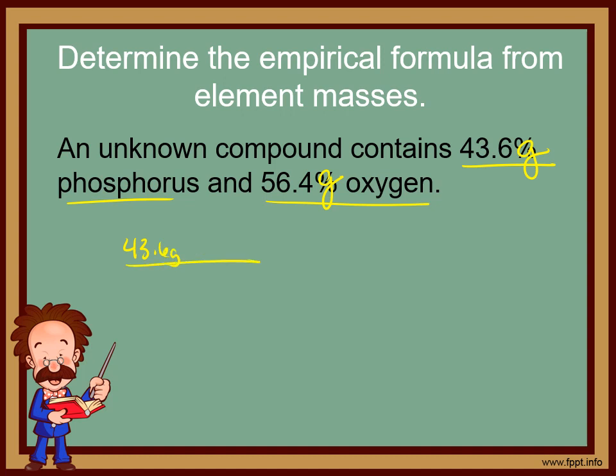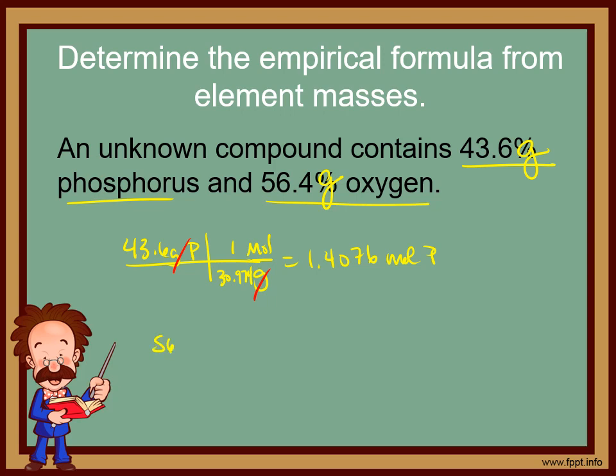43.6 grams of phosphorus, turn those into moles. Grams on the bottom, moles on top. The periodic table says that the molar mass of phosphorus is 30.974 grams per mole. Grams top and bottom cancel out. We're left with moles. 43.6 divided by 30.974 gives us a grand total of 1.4076 moles of phosphorus. Let's do the same thing for oxygen.